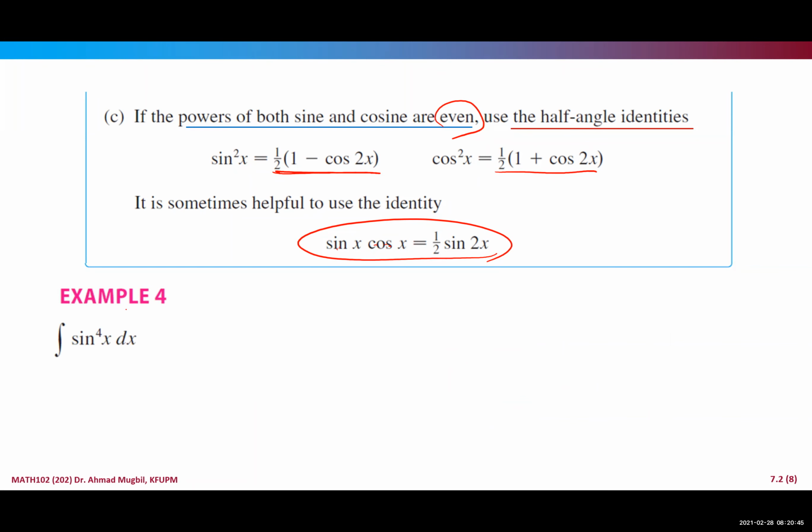Sine to the power 4. How to find the integral of sine to the power 4. This is good. This is just what I'm talking about now. So how to do this, Shabab?